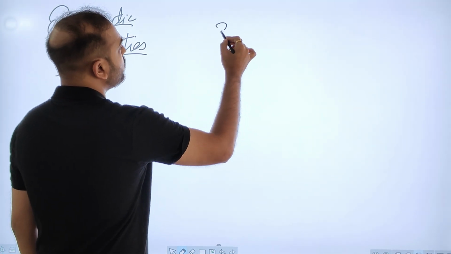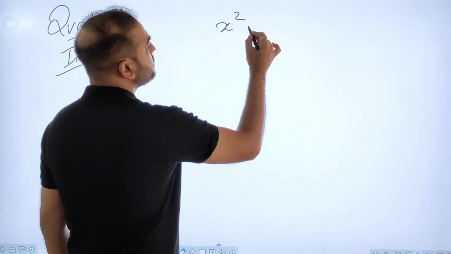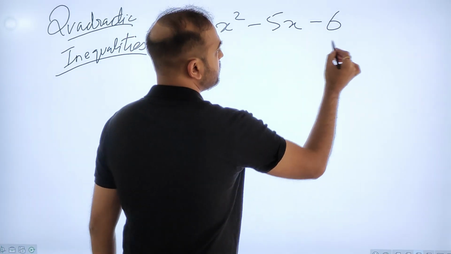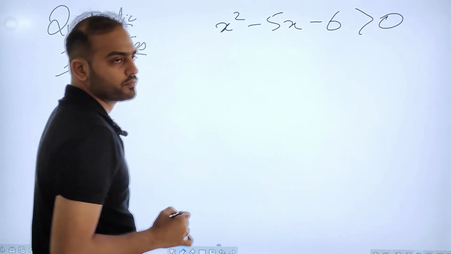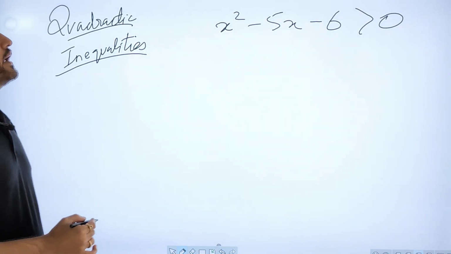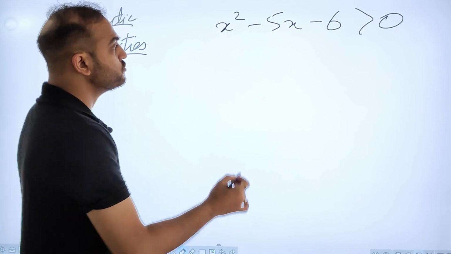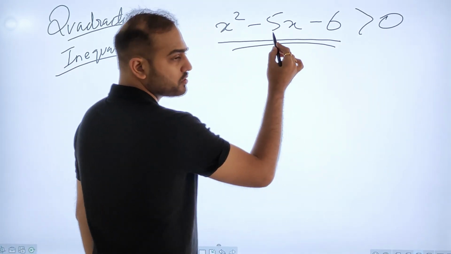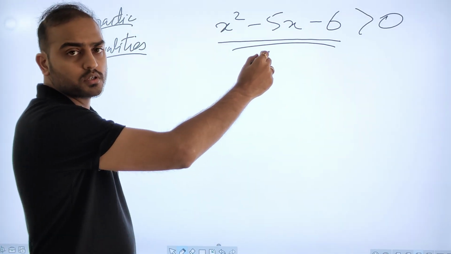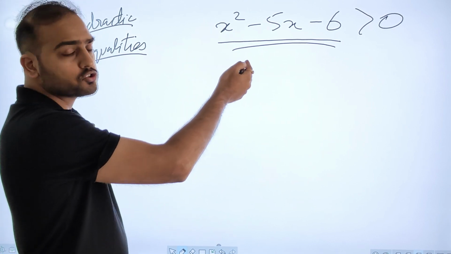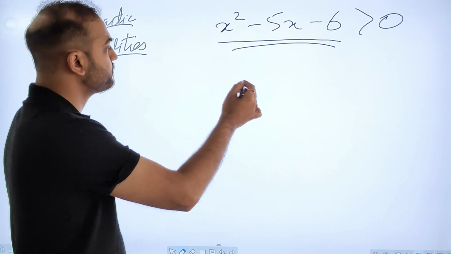So a quadratic inequality, let's take an example, is x square minus 5x minus 6 greater than 0. Now I'm assuming all of you know how to break this down. If you want, take 10 seconds, solve it, and find the value of x.